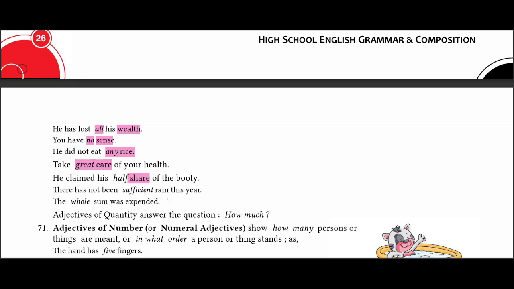He claimed his half share of the booty. Share is an uncountable noun. Half is telling the quantity of this noun. There has not been sufficient rain this year. Rain is an uncountable noun. Sufficient is telling the quantity of this noun. The whole sum was expended. Sum is an uncountable noun. And this adjective whole is telling the quantity of this noun.